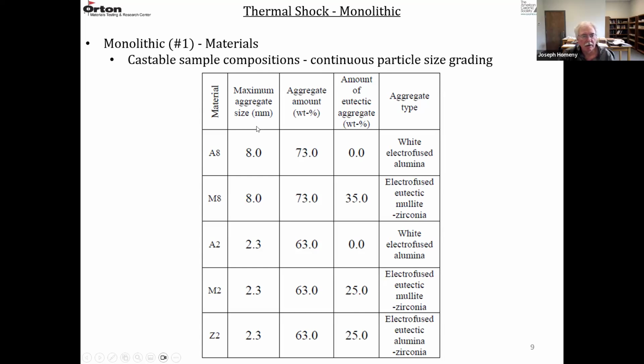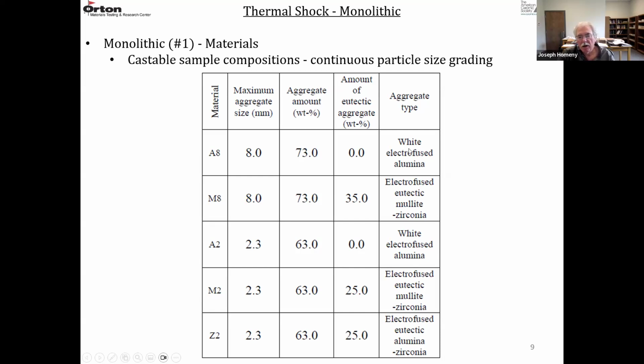So the maximum aggregate size in millimeters in the first two, A8 and M8, were 8 millimeters. And in the other 3, A2, M2, and Z2, its smaller top size aggregate was 2.3 millimeters. So the first 2 castables had a total aggregate amount of 73%. The second group here, these 3, had an aggregate amount of 63%.